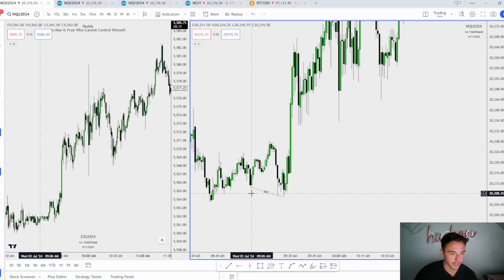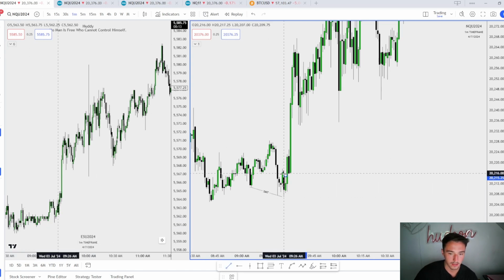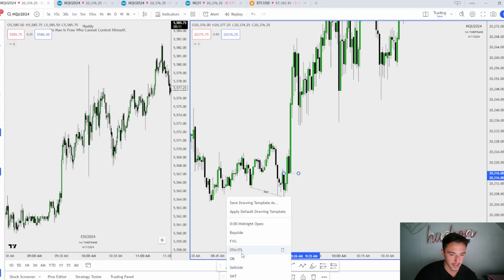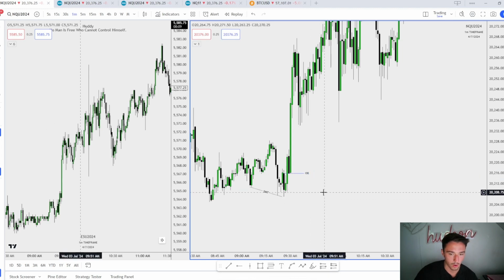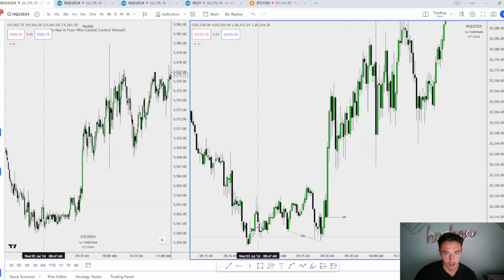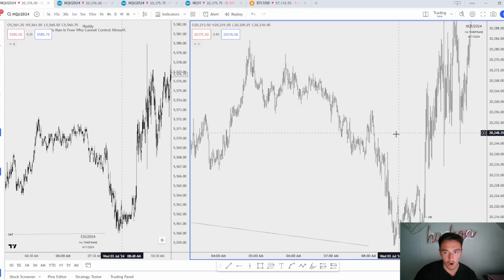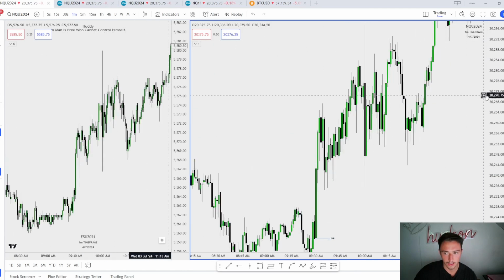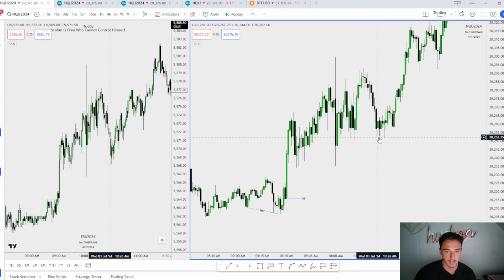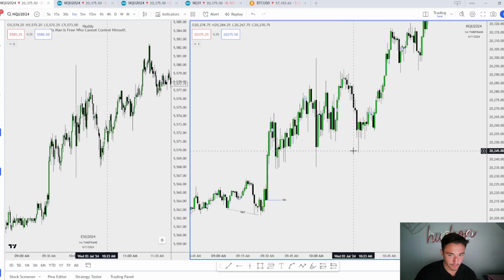Take a look right here. ES does not take this low. NQ, however, does. And what did I say? Imbalance or CISD. We form an order block, trade into that order block, and an expansion all the way up to these highs. So right there is a great example of another SMT.